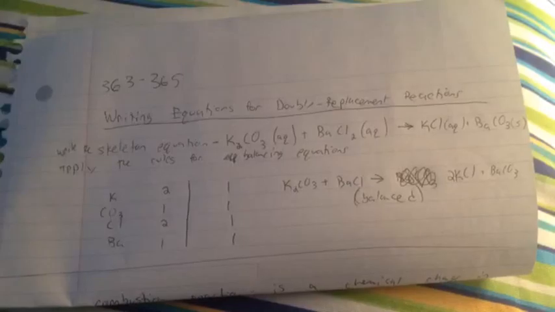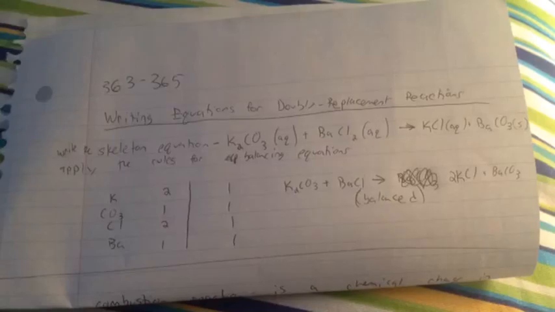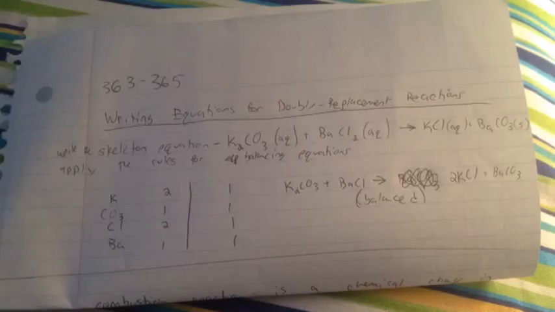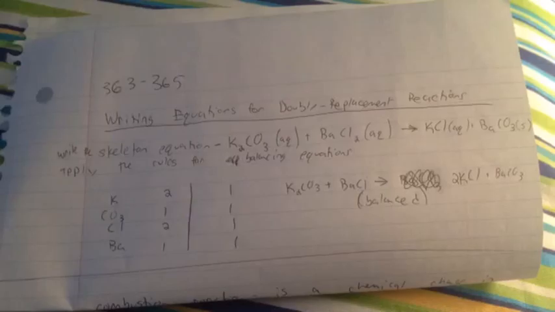Writing equations for double replacement reactions. So first write the skeleton equation, which is potassium carbonate plus barium chloride yields potassium chloride plus barium carbonate. And then you make your T-chart, which is on the bottom left, and it shows that there's 2 potassiums on the left, 1 on the right, 1 carbonate on each side, 2 chlorines on the left, 1 on the right, and then 1 barium on each side.